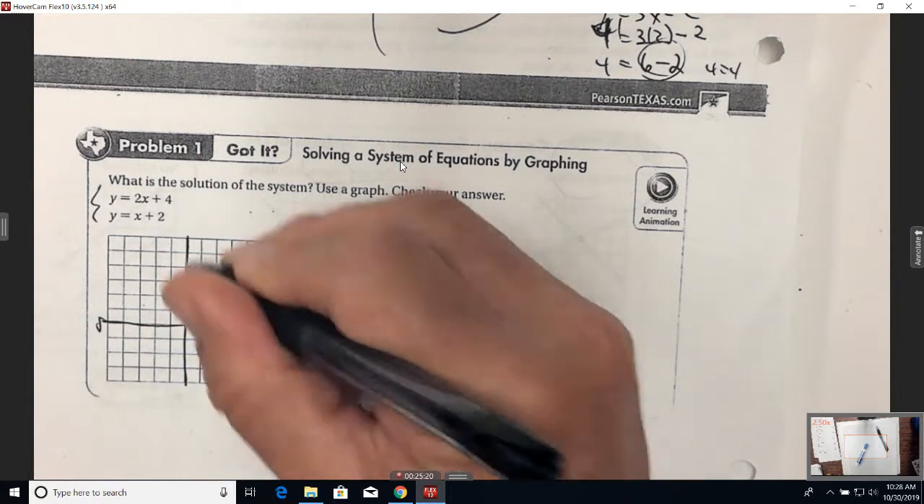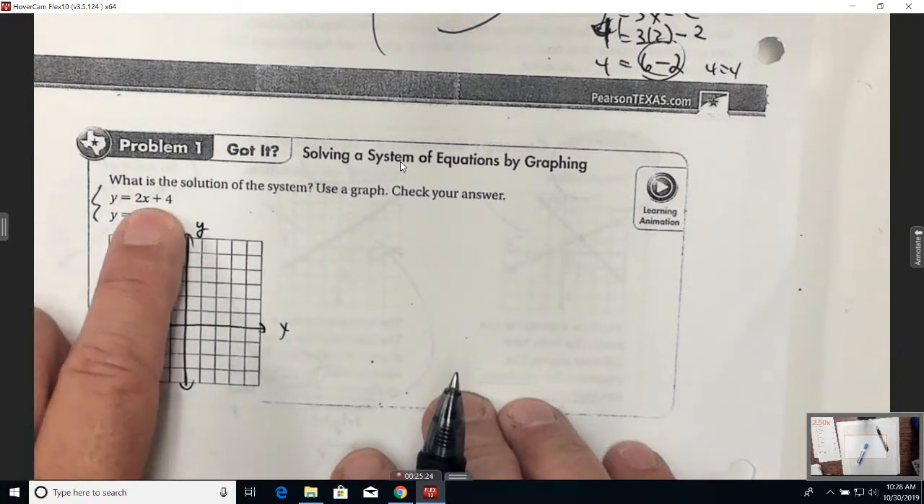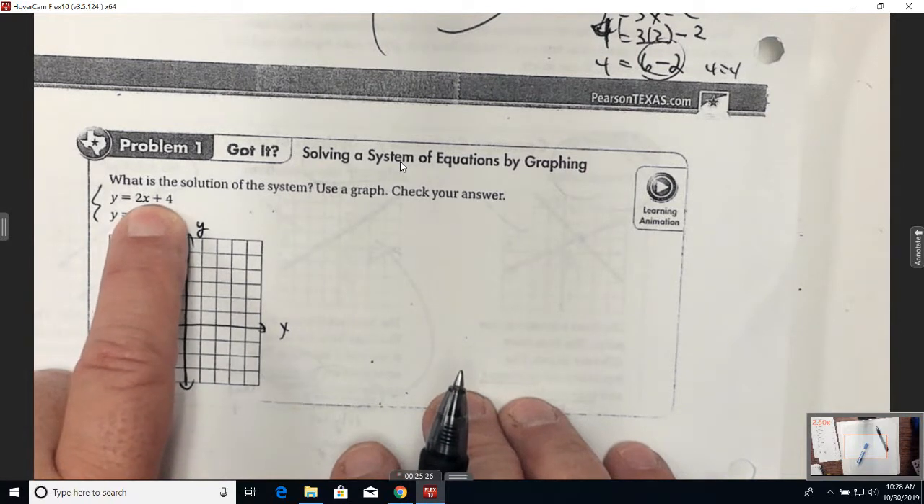What did I just make? An x and a y ordered pair, or coordinate plane. Now this one's in slope-intercept form, so what's the y-intercept here?